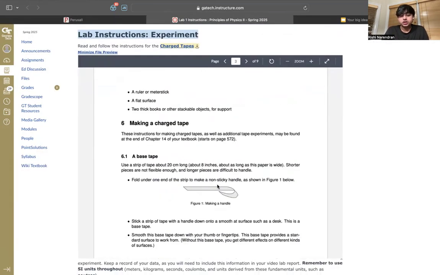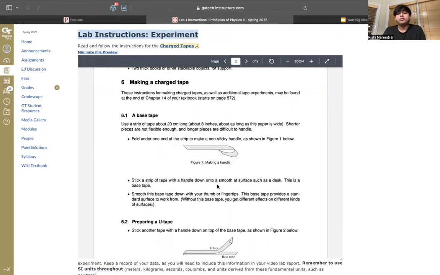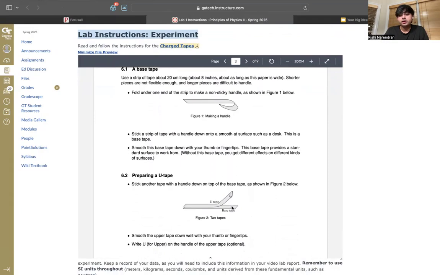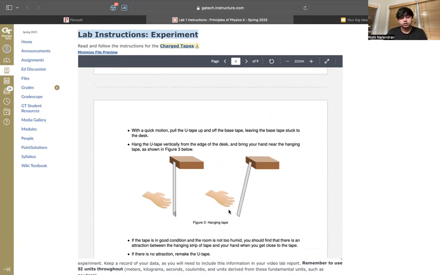First I want to talk about a couple of things we did in the lab. We folded a piece of tape in this shape, and we created a base tape and U tape. When we pulled the two tapes apart, the two tapes repelled each other because of the charges and electricity at play. And we talked about that.